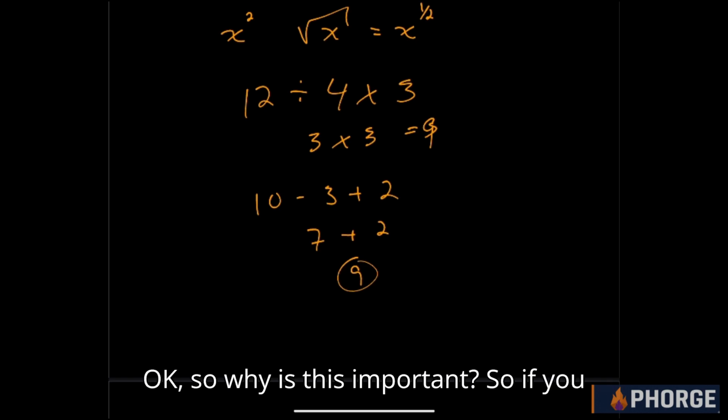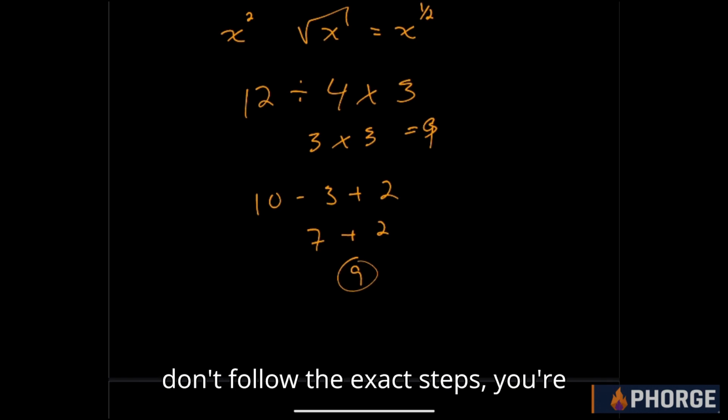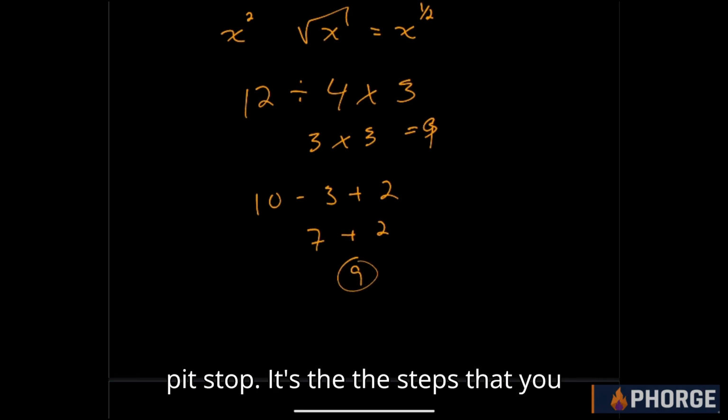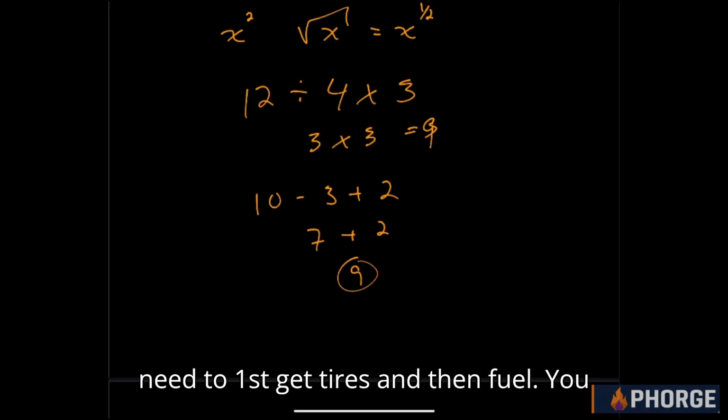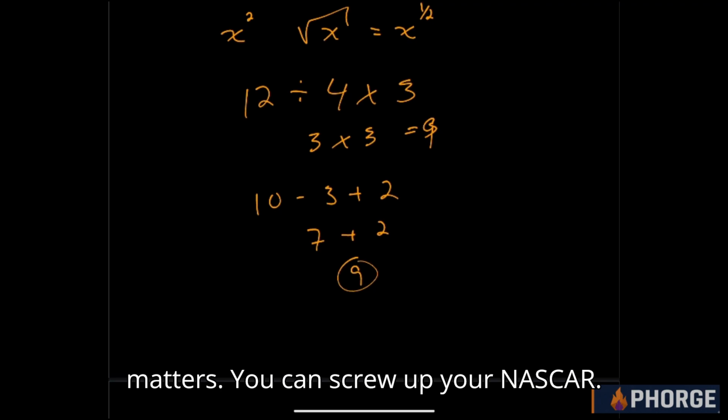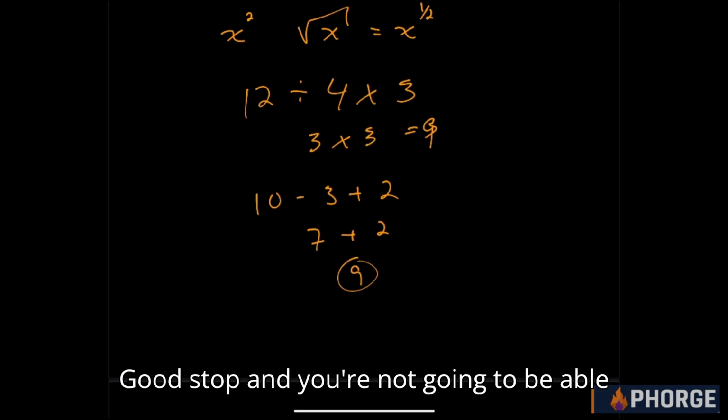Okay, so why is this important? If you don't follow the exact steps, you're going to get an incorrect answer. Think of it like a NASCAR pit stop. If the steps said that you need to first get tires and then fuel, you can't get fuel and then tires. Order matters. You can screw up your NASCAR pit stop and you're not going to be able to get going.